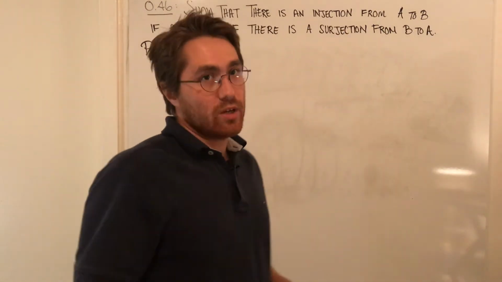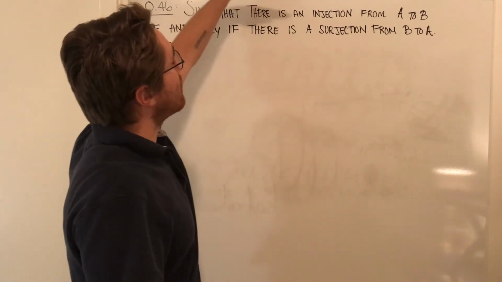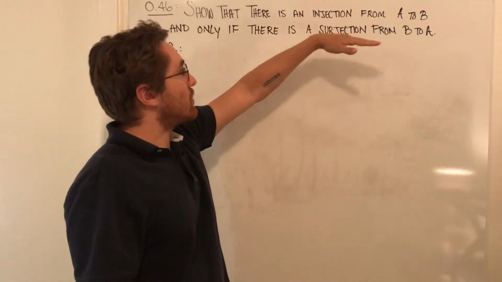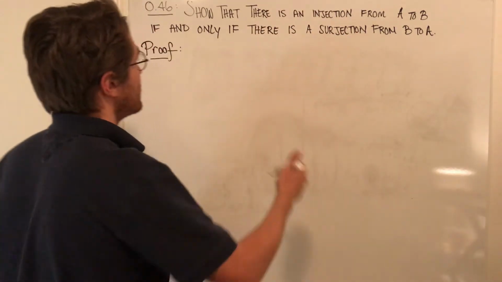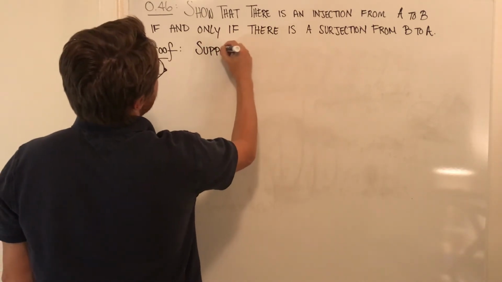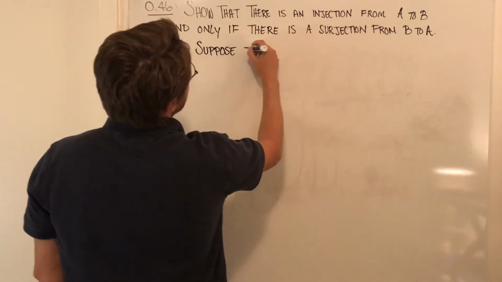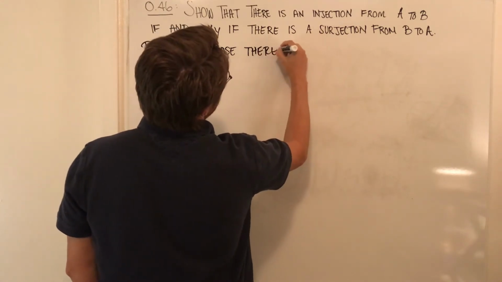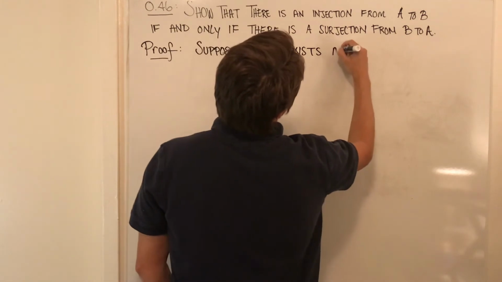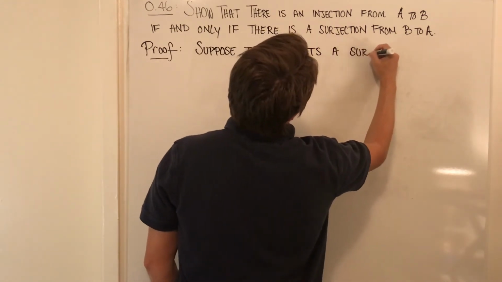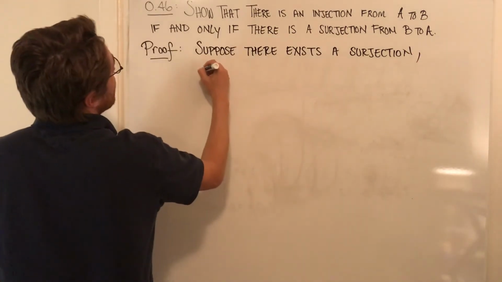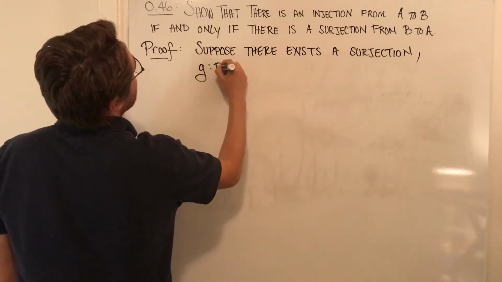And now we're going to do the trickier one. OK, so what we've shown is that when you have an injection, you can get a surjection. Now what we need to show is that when you have a surjection, you can get an injection. So to that end, let's suppose there exists some function which is a surjection g going from B to A.